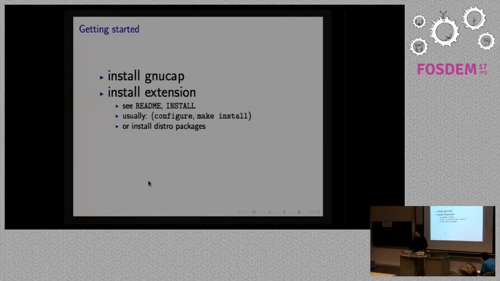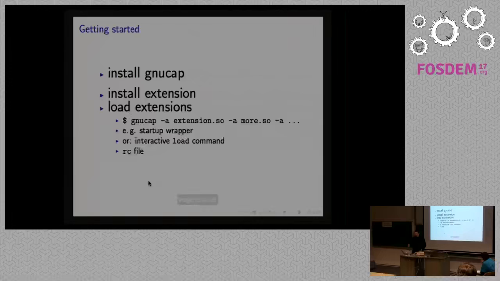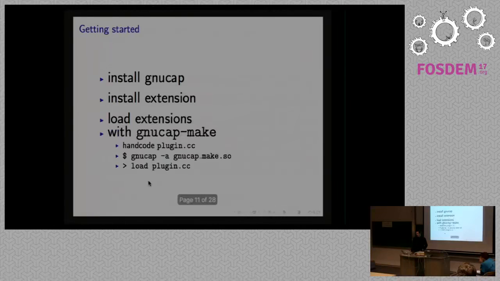Look at the README files that are part of the extensions, or fall back to distro packages. Extensions, that's what modprobe is in Linux, is implemented as a simple command line flag. You specify -a for attach, and then you get a gnucap session with that extension loaded. Put that into a startup wrapper or load your plugins interactively. There's also an RC file, so if you have plugins that you always want to use, this is working. This is also being worked on to streamline the process.